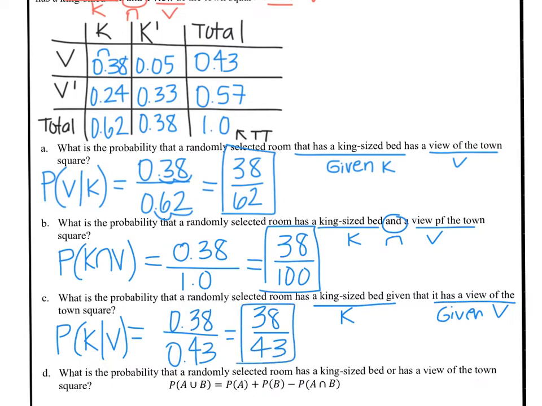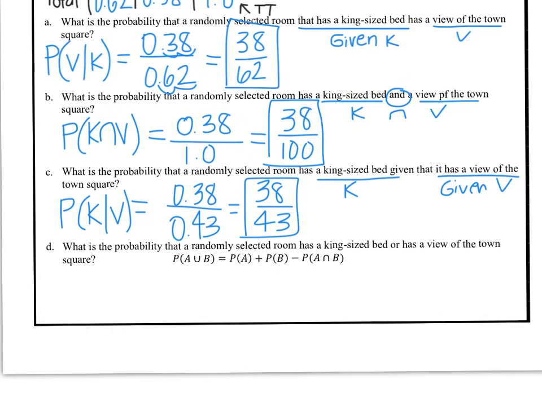Okay. Moving down the page here, on our last problem, it says, what is the probability that a randomly selected room has a king-size bed, or has a view of the town square? So in this case, that is not shown in the table, and there's some other work that we could do to find it, but there's a formula that we want you to know and kind of memorize here, is that the OR of two events is equal to the probability of the first event plus the probability of the second event minus, subtract off the and, or subtract off the intersection of the two.